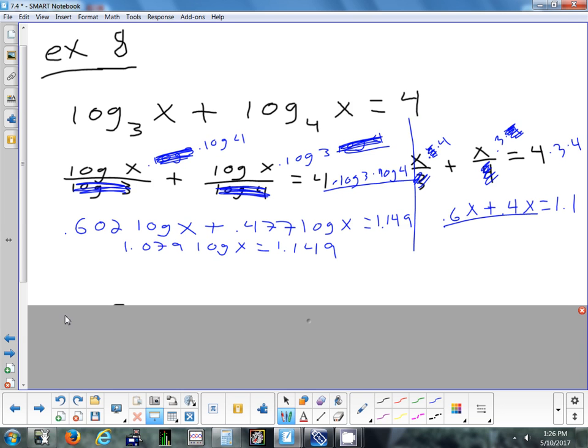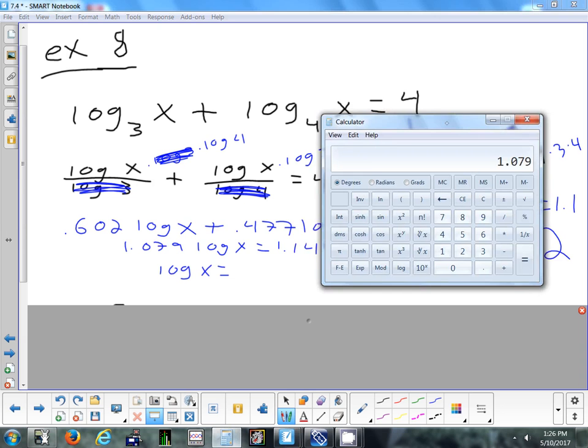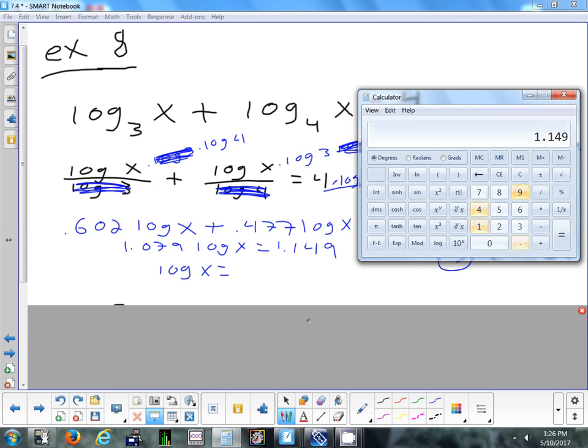Remember, just think of it as a number times a letter equals a number. How do you solve a number times a letter equals a number? Divide. Yeah, it's exactly the same thing. No difference at all. Just divide by that number. Okay, so let's divide by 1.079. So log of x equals, and I'm just going to do it on the calculator, divided by 1.079. 1.065.